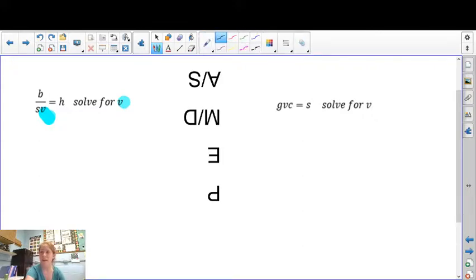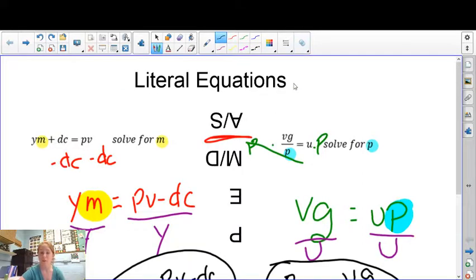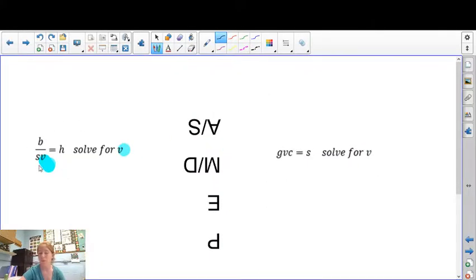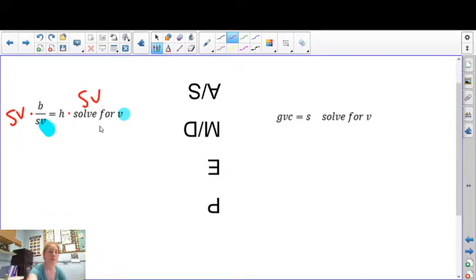Okay, he's in the denominator. When I solved my last problem, my P was the only thing on the bottom to multiply by. But I have more than just one thing in the denominator. So to start this problem, I'm going to have to multiply both S and V to both sides in order to cause that denominator to disappear. Remember, denominators are just division problems. So my S and V are gone, and I'm left with B is equal to H times S times V.